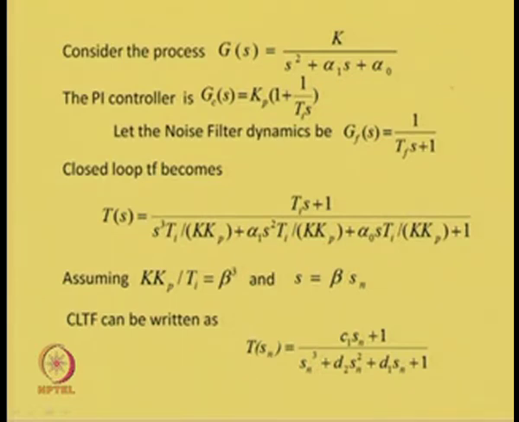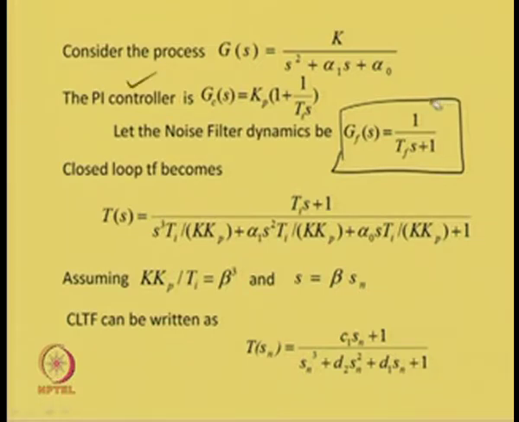Now, again consider the all-pole second order transfer function of the process given by G(s) = k / (s² + α1 s + α0), and the PI controller of the form Gc(s) = Kp (1 + 1/(Ti s)). Let the noise filter dynamics be given by Gf(s) = 1 / (Tf s + 1). Why do we have interest in this particular type of PI controller form?